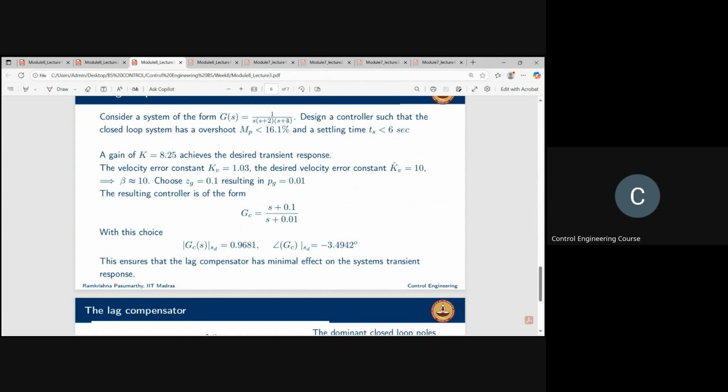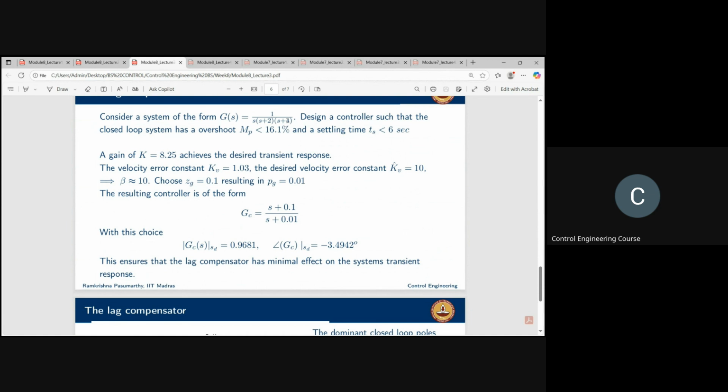You need a ZG that is very, very close to the origin. You need ZG and PG that are so close to the origin that it won't affect the angle. It doesn't affect the angle specification that you did for the transient response. Got it? Is it clear?